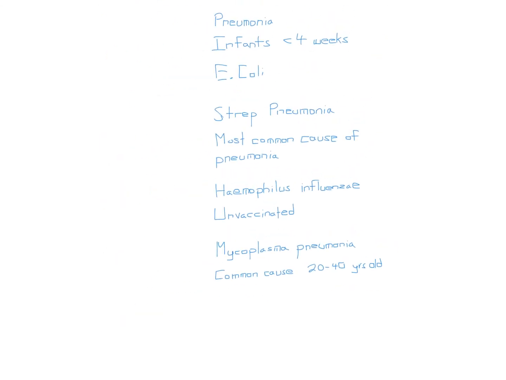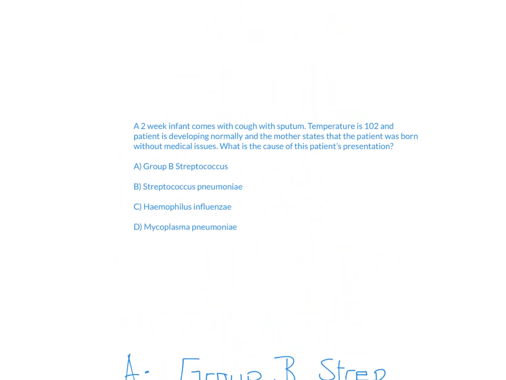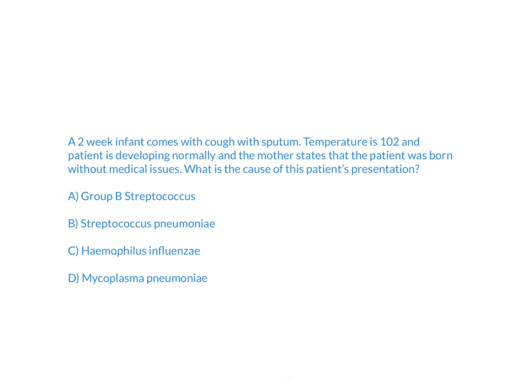All right, and so for this question, really it's just asking you if you know what the most common type of pneumonia is in patients under 4 weeks. And since this is a 2-week infant, it's going to be group B strep.